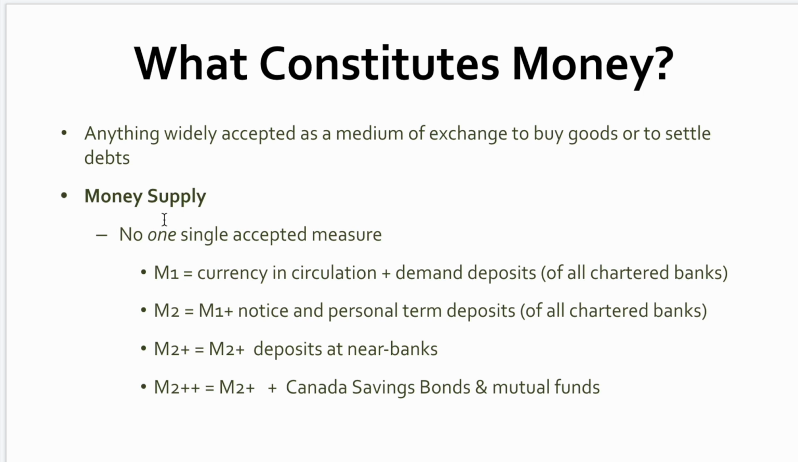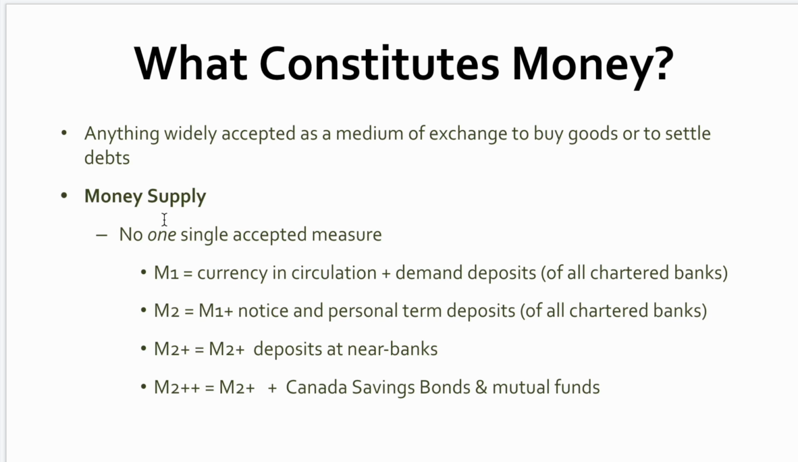M1 is really all the currency that's in circulation plus any demand deposits that are in banks. So demand deposits are really like checking accounts where money can be taken out right away. So currency in circulation plus demand deposits is added up to create what's called the M1 version of money supply.